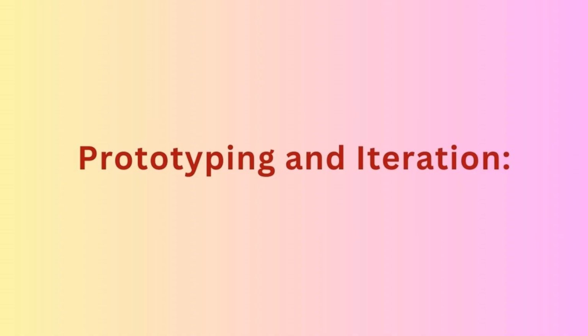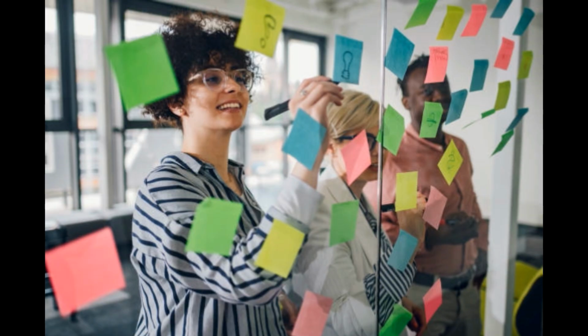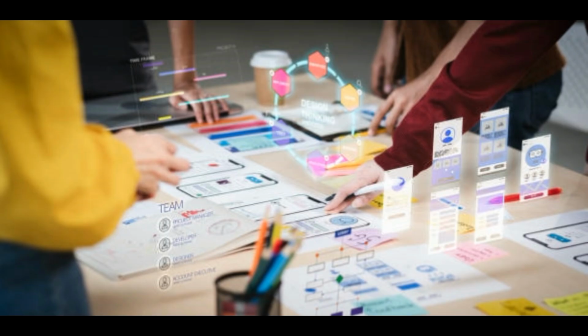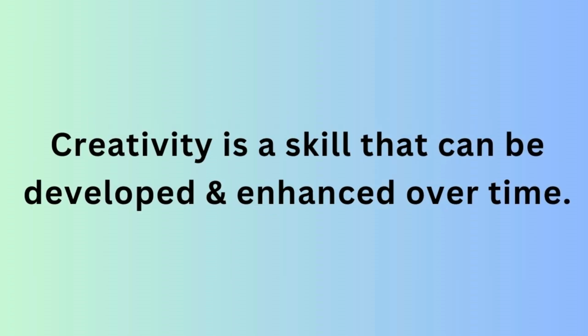Next is prototyping and iteration. Build prototypes or rough drafts of your ideas and be willing to iterate. The act of creating something tangible can spark further creativity. So in the context of limited resources for extracurricular activities, you can implement a new teaching strategy to encourage teachers to create small-scale prototypes of their innovative teaching methods. Allow for feedback and iteration based on the experiences and observations gathered during the initial implementation.